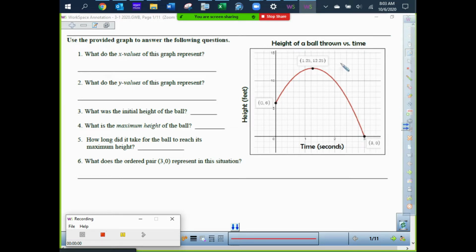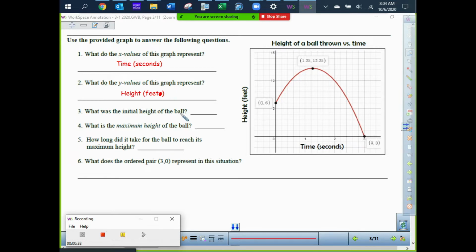All good with that? What do the x values of this graph represent? Time in seconds. What do the y values of this graph represent? Height in feet. Then they ask some more serious questions.